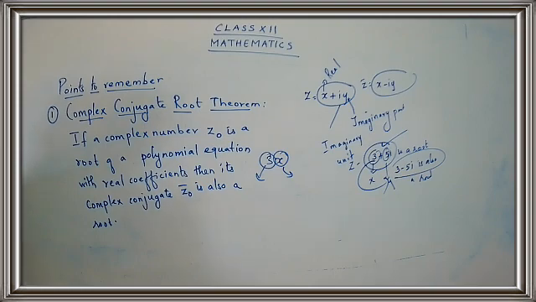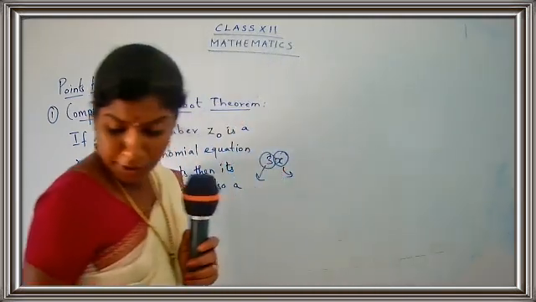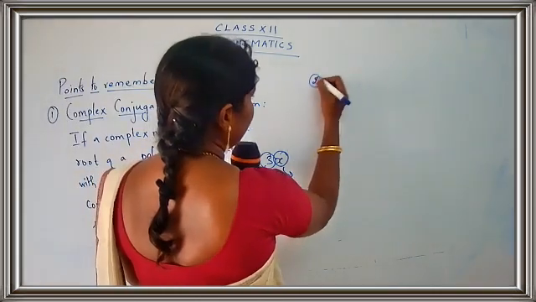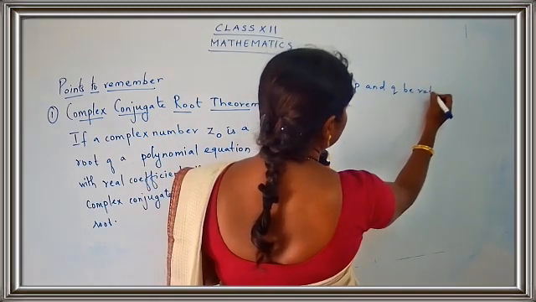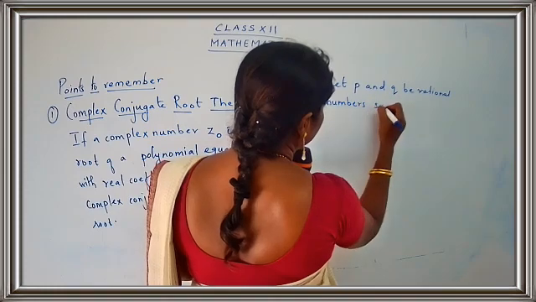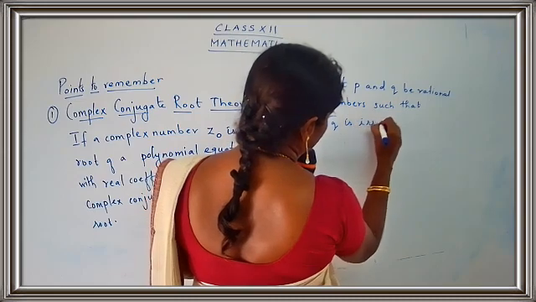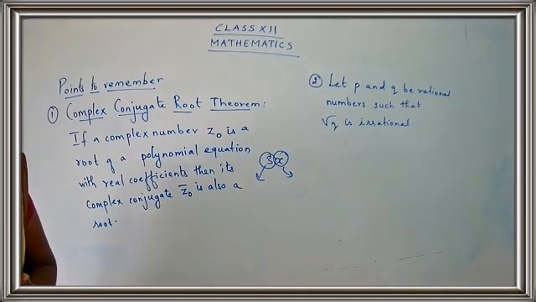You have theorem 3.3 and we are going to write that theorem as point number 2. So let's write point number 2. Let P and Q be rational numbers such that root Q is irrational. So this is the statement they have given.